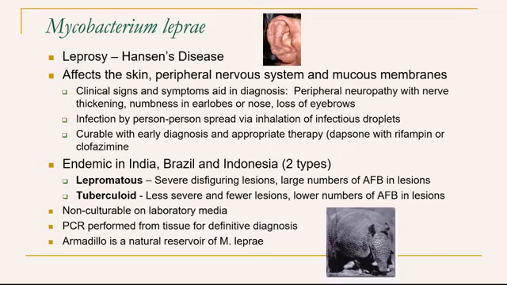It can be endemic in India, Brazil, and Indonesia, and there's primarily two types of leprosy, lepromatous and tuberculoid. Lepromatous causes severe disfiguring lesions with large numbers of AFB. Tuberculoid is less severe with fewer lesions. M. leprae is non-culturable on laboratory media, so PCR must be performed on tissue for definitive diagnosis, and of course the public health department will help you out with such a diagnosis. The armadillo is a natural reservoir for M. leprae.